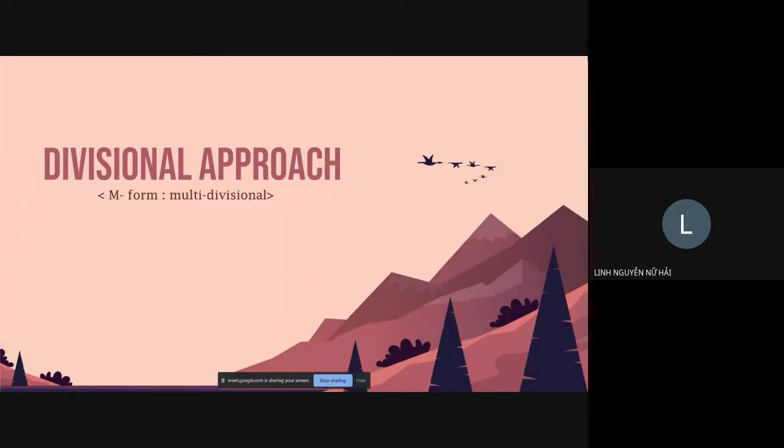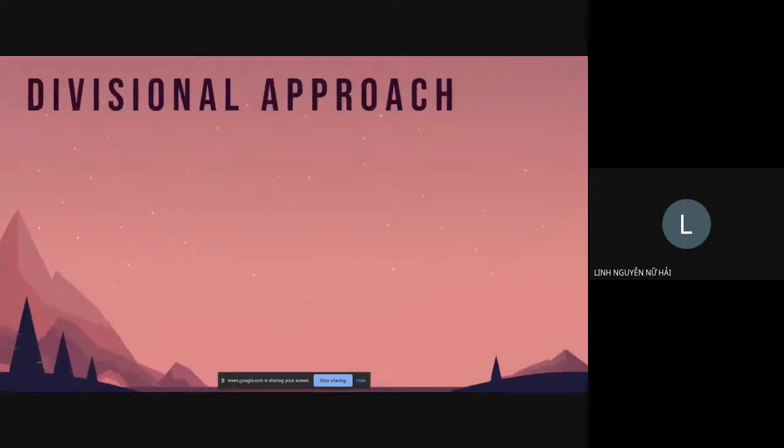The divisional structure occurs when departments are grouped together based on similar organizational outputs, and in contrast to the functional approach, is a decentralized form. The divisional structure is also sometimes called a product structure, program structure, or self-contained unit structures. Like all of these basically mean the same thing.